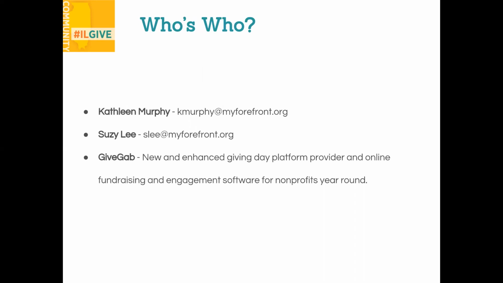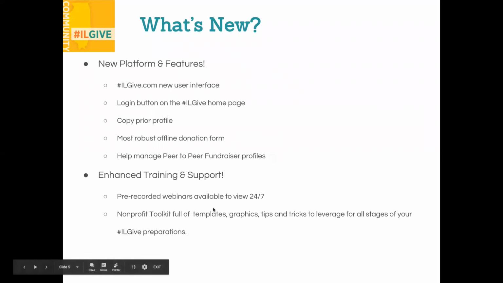So AlGive Community is obviously an initiative of Forefront, and you heard all about that just a few minutes ago. But Forefront is the nation's only statewide membership association that serves both nonprofits and grant makers, as well as public agencies, advisors, and sector allies. So Kathleen Murphy and Susie Lee are behind the big day, and you can email them. Their email addresses are on the screen right now. But GiveGab, we are the easy-to-use nonprofit platform that hosts AlGive Community. We have some new and enhanced features from previous years that will really help you as nonprofits fundraise online year-round. So let's talk about a little bit of the new stuff for you this year.